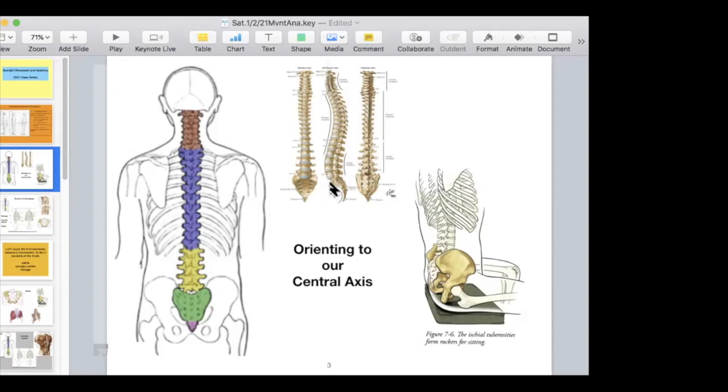It goes through most of the bodies of the lumbar. It goes a little in front of the thoracic. It goes through a lot of the bodies of the cervical spine and up to the top of the head and down to the center of the pelvic floor.